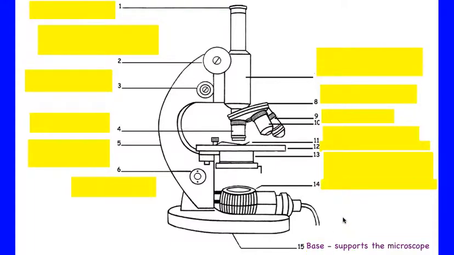And then this piece down at the bottom is called the base, and of course the base is going to support the microscope as it sits on the lab table.